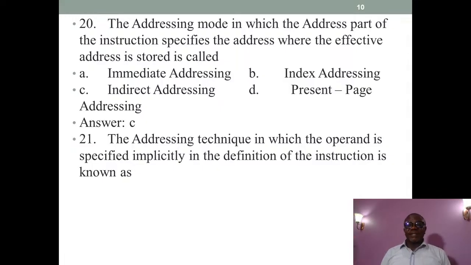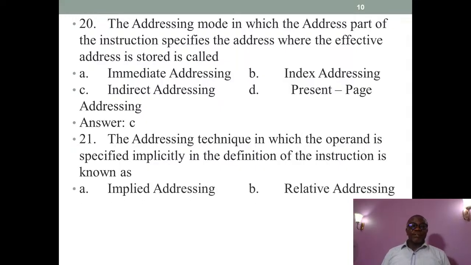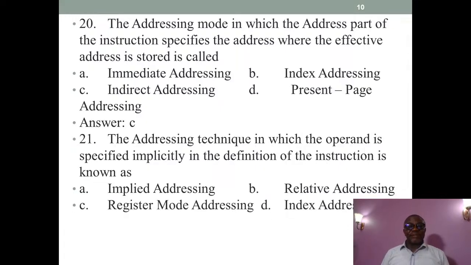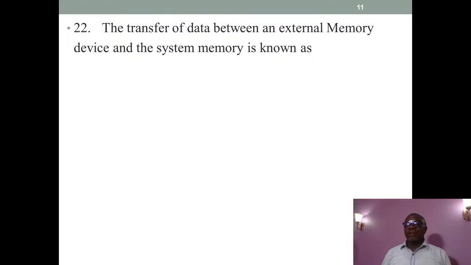The addressing technique in which the operand is specified implicitly in the definition of the instruction is known as what? Implied addressing, relative addressing, register mode addressing, or index addressing. I would say that our answer is A. It is implied. Very, very important if you are continuing a career in talking to machines, because this is what we call machine language programming.